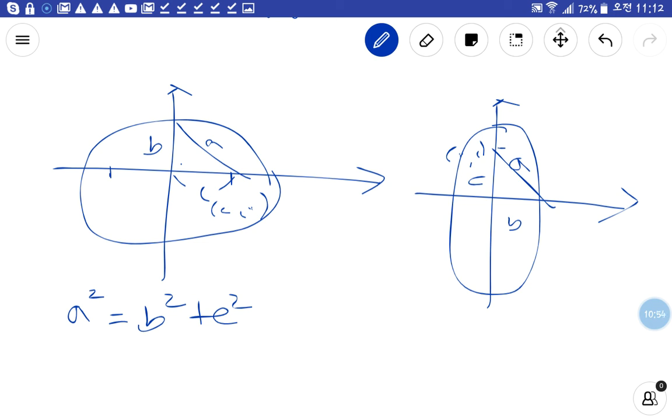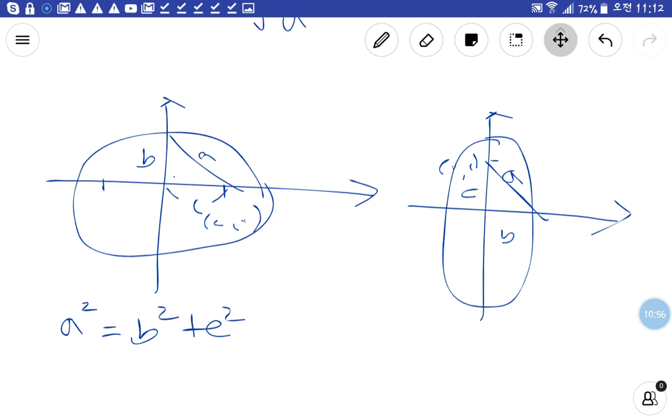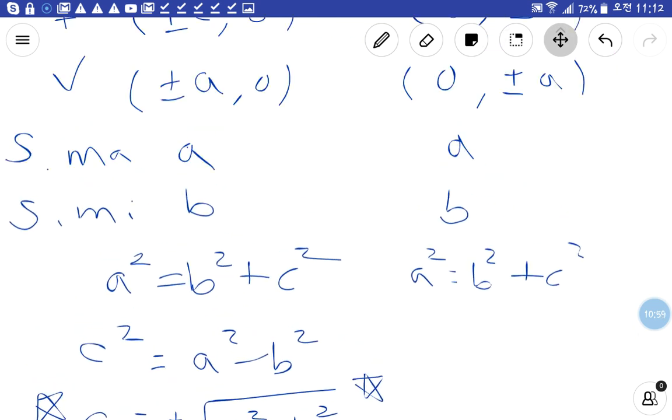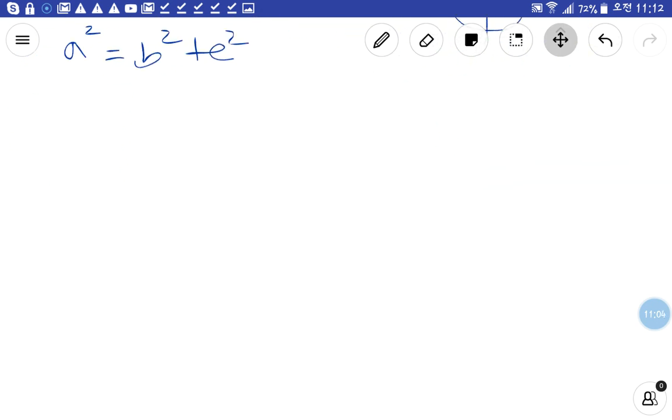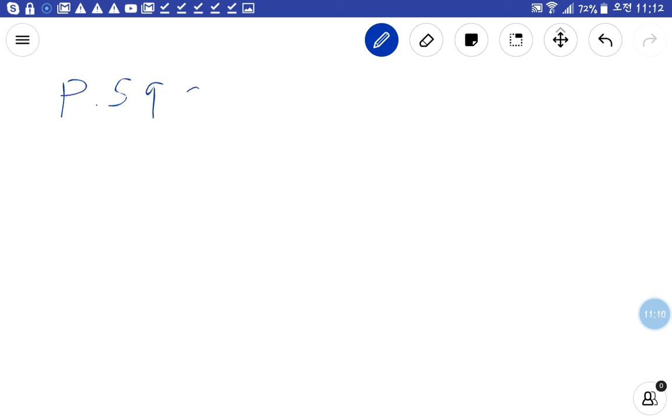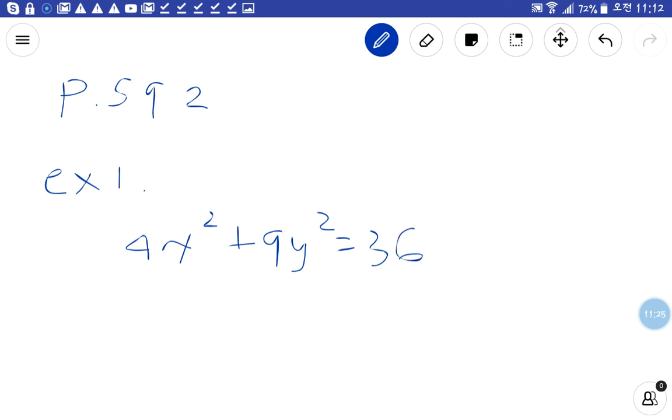All right? Okay, so now I'm done with everything. I'm going to move on to example 1 now. I am on page 592, example 1. Finding the vertices and foci of an ellipse. Find the vertices and the foci of the ellipse for x squared plus 9y squared equals 36. I'm going to show you how we change this into the standard equation of an ellipse.